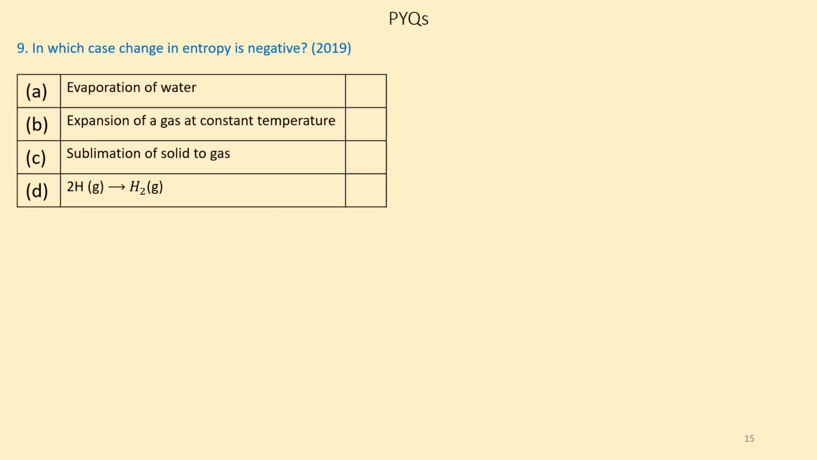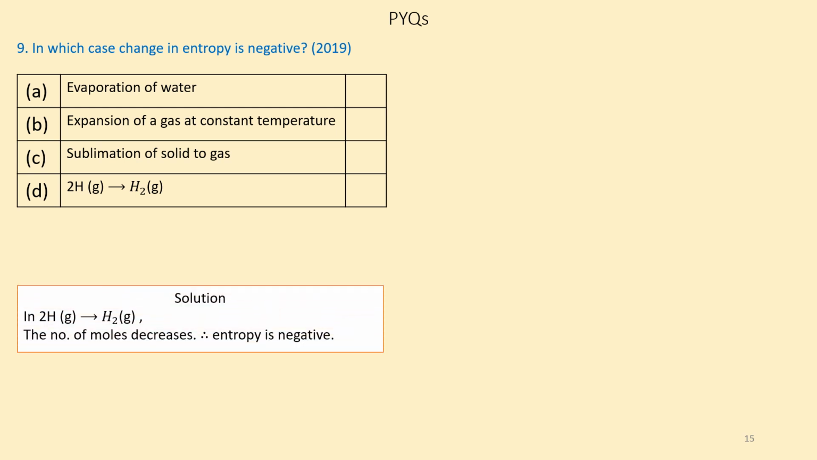Now we'll take up the next question. In which case is the change in entropy negative? So 4 cases are given: evaporation of water, expansion of gas at constant temperature, sublimation of solid to gas, and the last option is 2H in gaseous state becomes H2 in gaseous state. Solution is, in the case of 2H in gaseous state reacting to form H2 gas, the number of molecules decreases. That is, initially before reaction it was 2, after reaction it is 1. Hence, entropy change is negative. Option D is the correct answer.